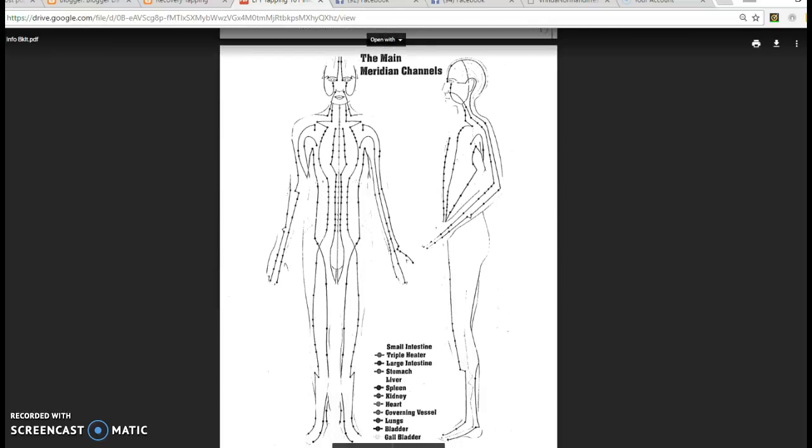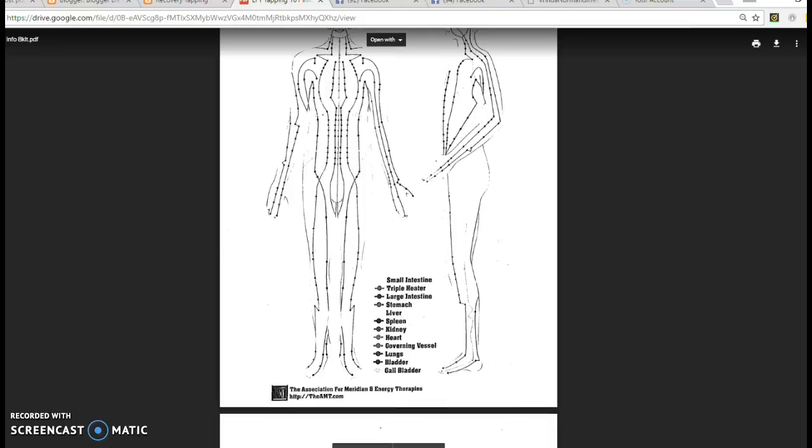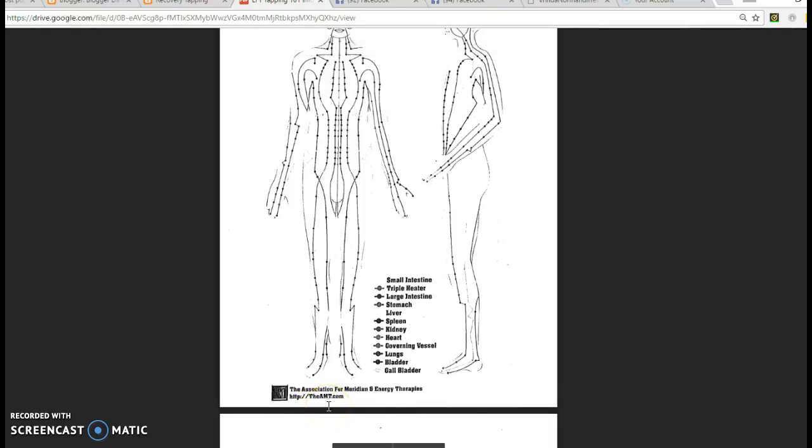This is an old picture of the main meridian channels. All the tapping points that we're tapping on are called meridian endpoints. In other words, that pathway of energy, that meridian line, is connected to organs, like the stomach meridian, the kidney meridian, etc. Each one of those energy pathways has a starting point and an end point, and we're basically tapping on the end points. This does come in color. I've seen it on the internet. I wasn't able to scan it in and capture the colors of these lines, but just to give you an idea. That was from the Association for Meridian and Energy Therapies, theamt.com.